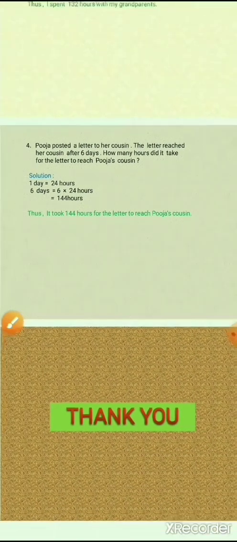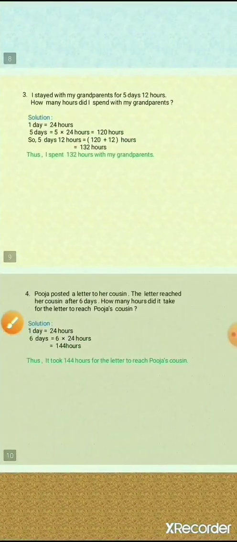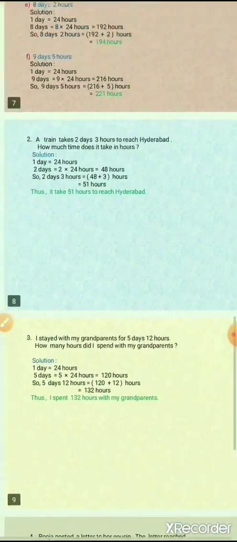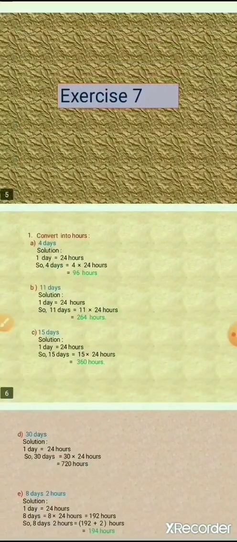Okay, students, so here by converting days into hours, we have solved examples which are given in exercise 7.